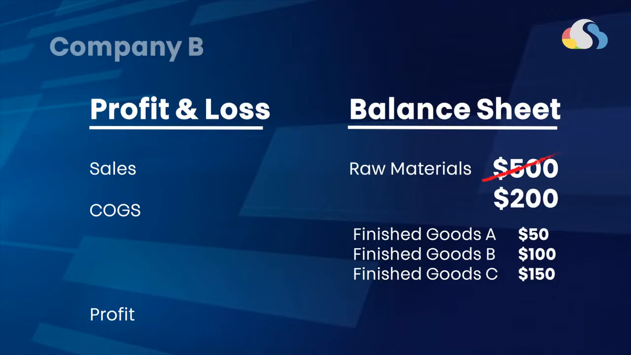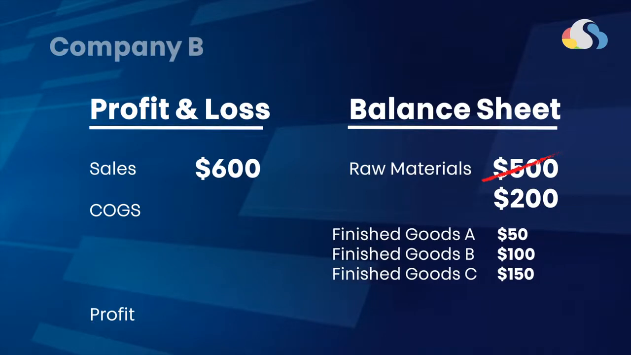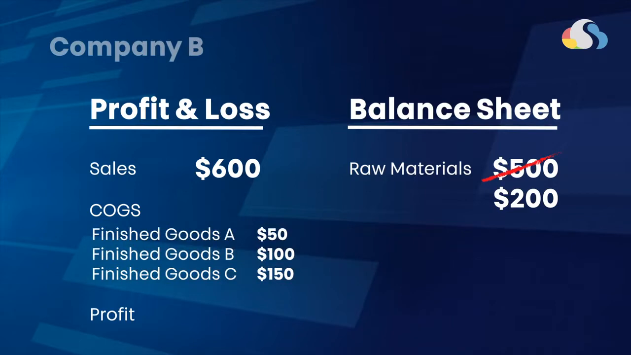For company B, once there are sales, and sales is $600, they would then move the finished goods A, B, C to become their cost of goods sold. Same example, and there is the same profit of $300.